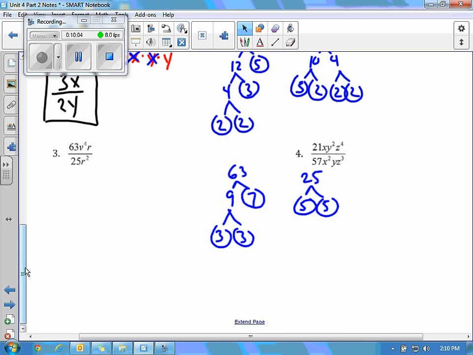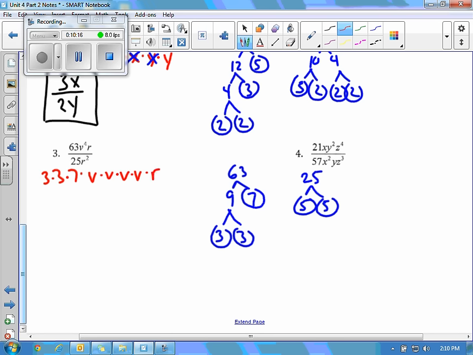So now I'll go ahead and write out what I have. On the top, I have 3 times 3 times 7. And then I have 4 b's and an r. And then on the bottom, I have 5 times 5, and then I have 2 r's.